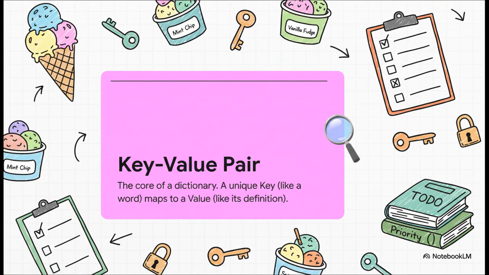Right, and this is the absolute heart of it all, the key-value pair. Just think of the key as a unique name tag, like cookie dough. And that name tag has a direct string tied to its value, the actual information. Every single entry has this connection, and that's the secret sauce. That's what makes looking things up so ridiculously fast.